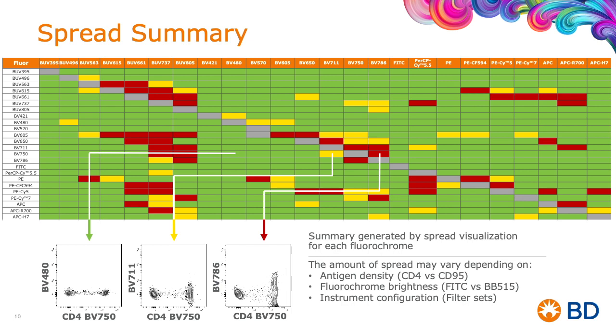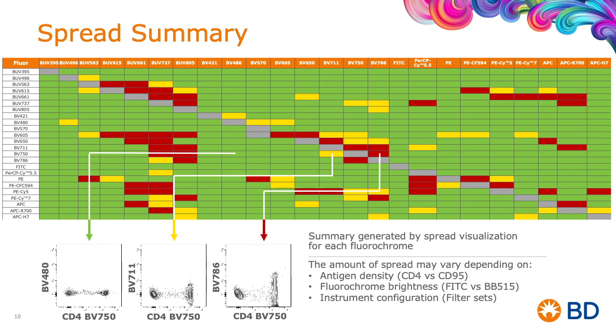But just for the purpose of this presentation and this matrix, this was generated by a visual observation and visualization of spread, and then arbitrary assignment of a color, whether green is no spread, yellow is a little bit of spread, and red is significant spread. How do we create this matrix? How do we read it?